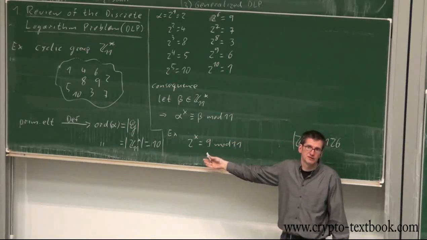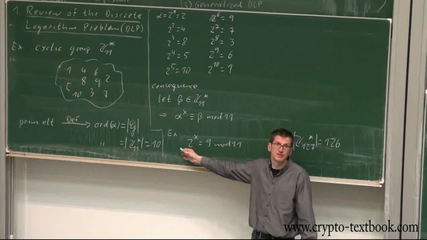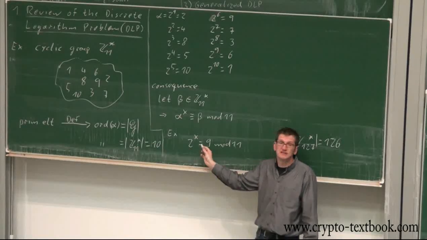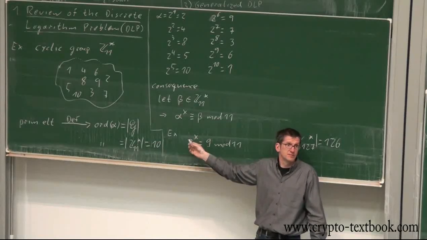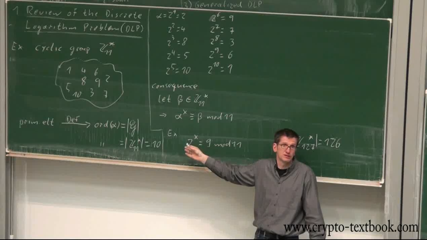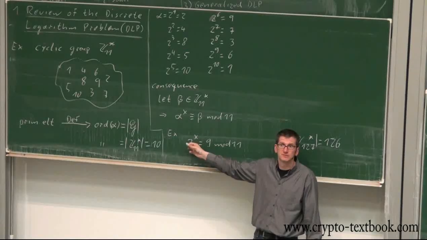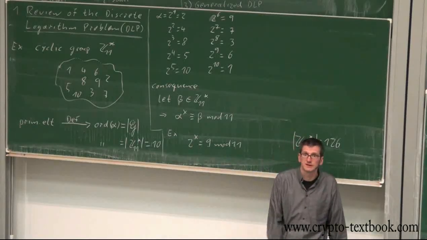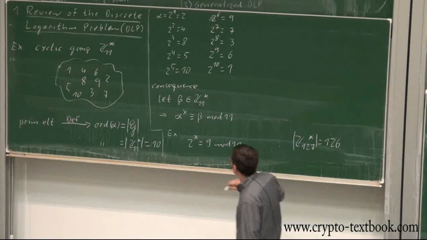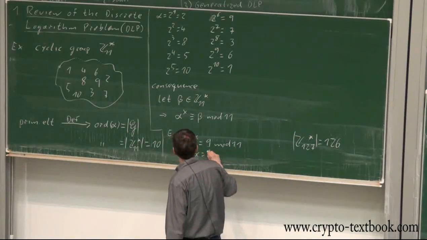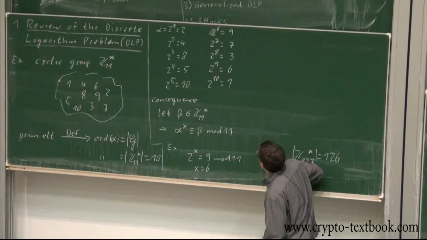That's an example for a discrete logarithm. The base, the primitive element, is 2. The result is 9. What is x here? That's computing a logarithm. And what is the value of x here? Does anyone know? 6. How do we know that? Because we look up here, right? Okay, good.